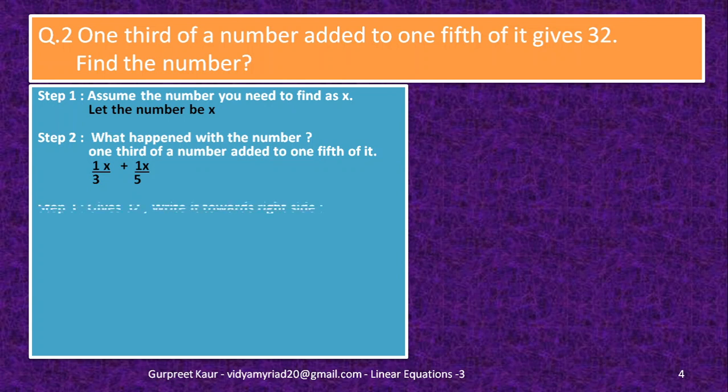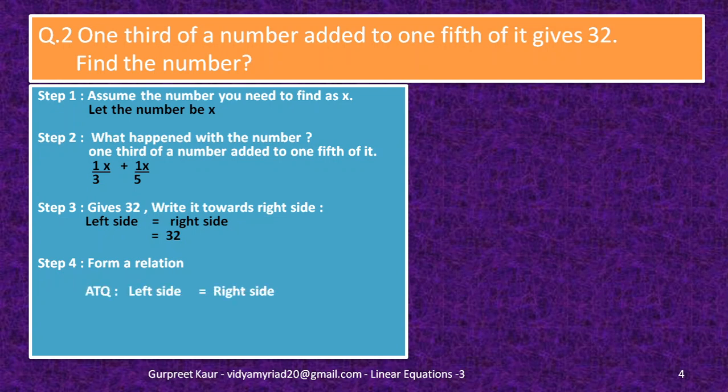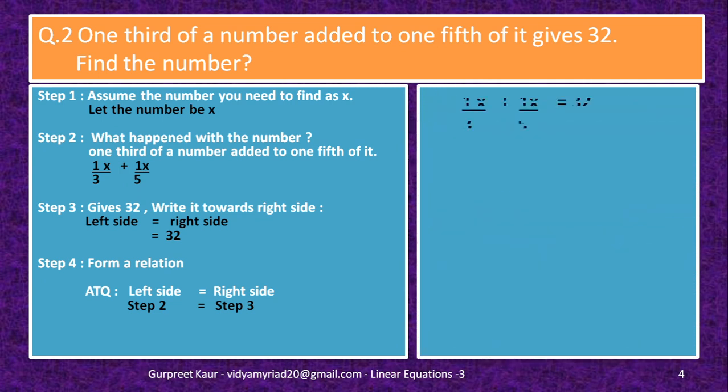In step number 3, it is telling it gives 32. That means my answer will be 32, which means my right hand side comes to 32. And in step number 4, I will form a relation between step number 2 and step number 3. That means according to the question, my left hand side should be equal to right hand side, which means step 2 should be equal to step 3. To understand better, I will write it like this.